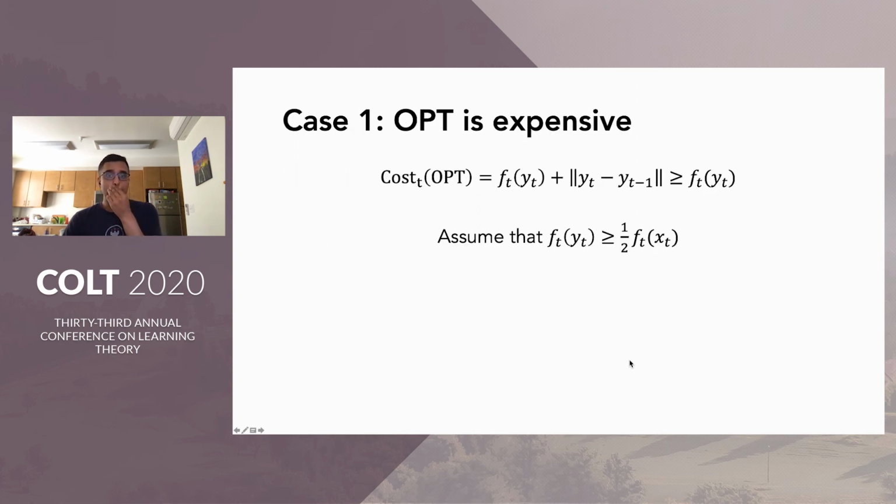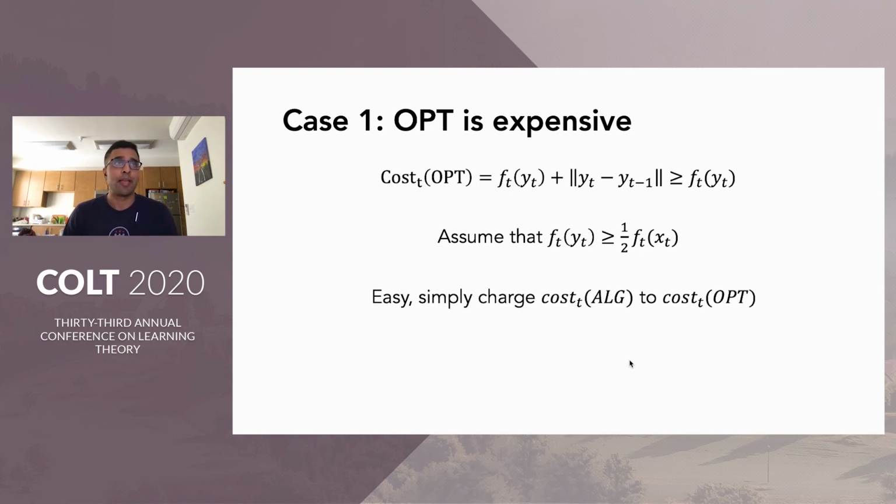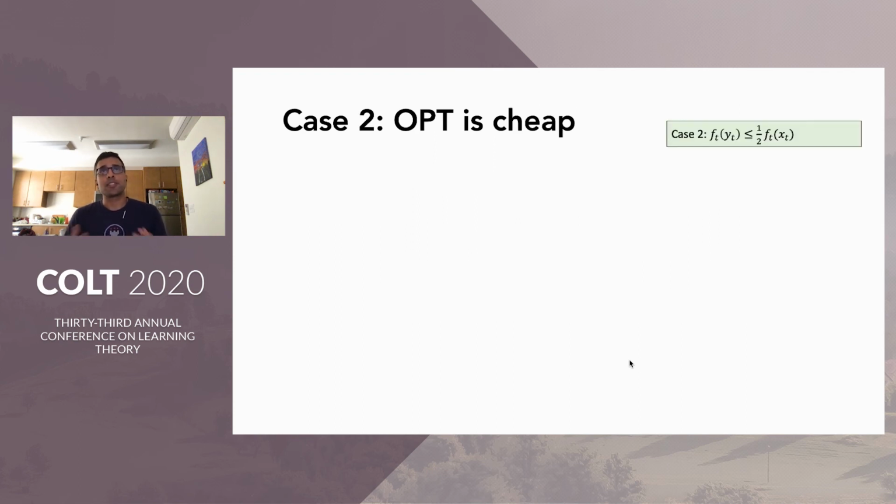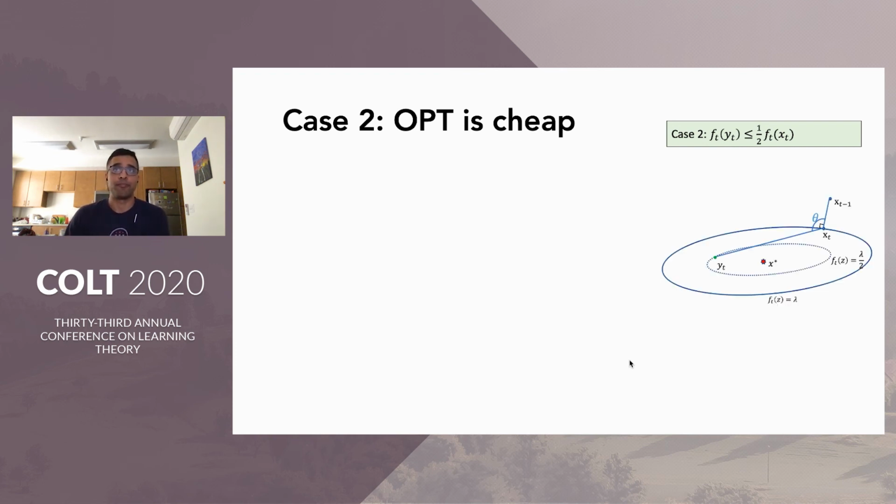Okay. So let's go into the analysis. The analysis can be split into two parts. The first part is when opt is expensive. In particular, we say opt is expensive if the hit cost of opt is at least half of the hit cost of the algorithm. And this case is in some sense very easy because we can just charge the cost of the whole algorithm to the cost of opt. So the most interesting case is when opt is cheap. In particular, the hit cost of opt is at most half of the hit cost of the algorithm.